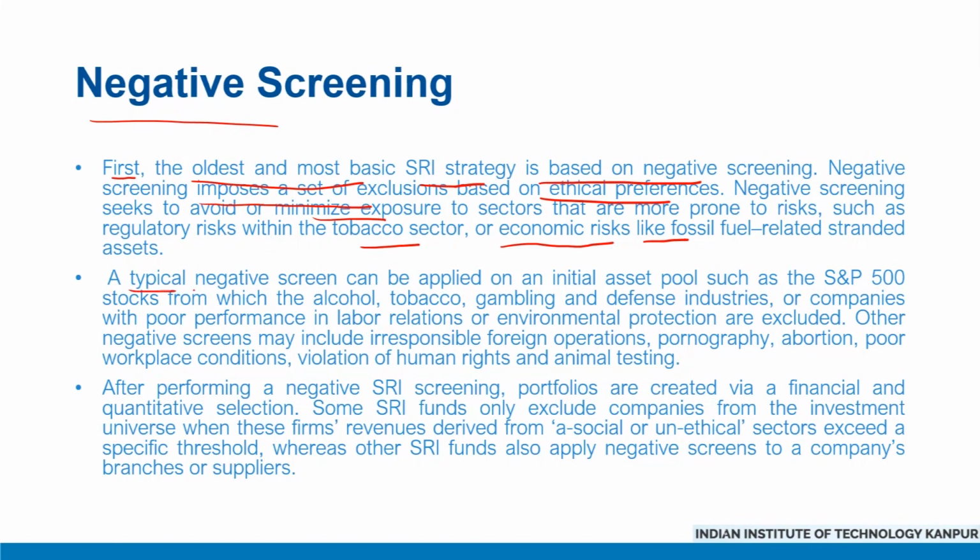Now, a typical negative screen can be applied on an initial asset pool, such as the S&P 500 stocks, from which the alcohol, tobacco, gambling, and defense industries, or companies with poor performance in labor relations or environmental protection, are excluded. Other negative screens may include irresponsible foreign operations, pornography, abortion, poor workplace conditions, violation of human rights, animal testing, and so on.